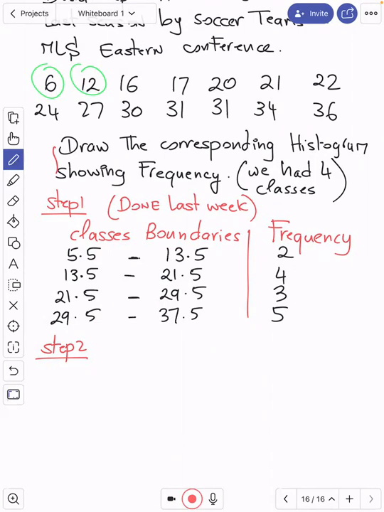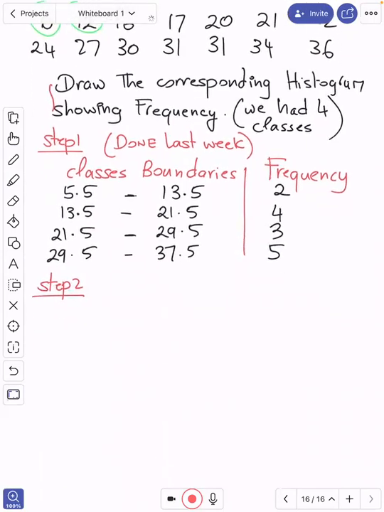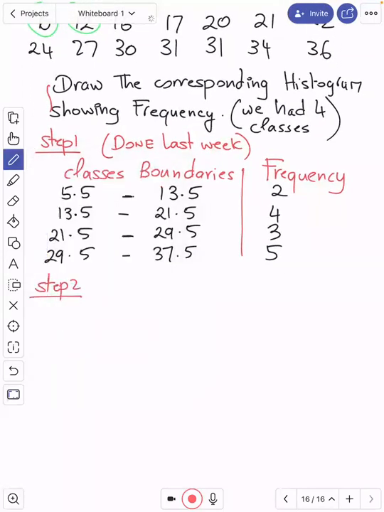Okay, so we have this number line. This is my horizontal axis. It's just a number line, and let's say here is 0. On this number line, I'm going to put the class boundaries.